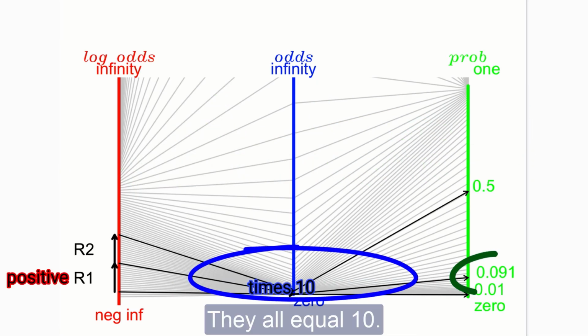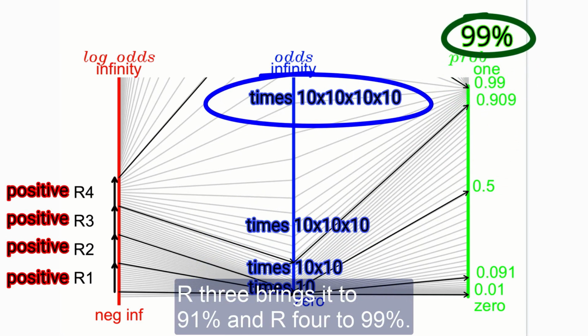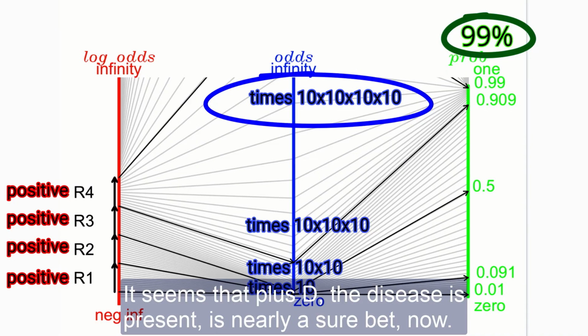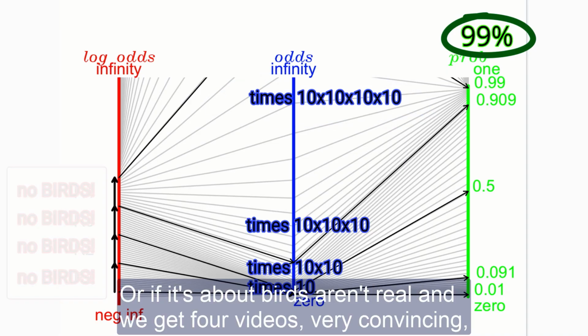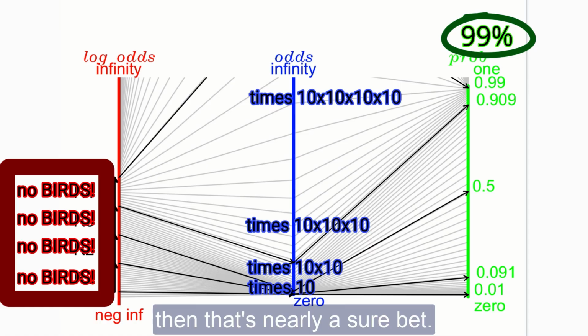Easy, they all equal 10. R3 brings it to 91% and R4 to 99%. Zoom, zoom, zoom. Just look at all that evidence mounting up. It seems that plus D, the disease is present, is nearly a sure bet now. Or if it's about birds aren't real and we get 4 videos very convincing, then that's nearly a sure bet.